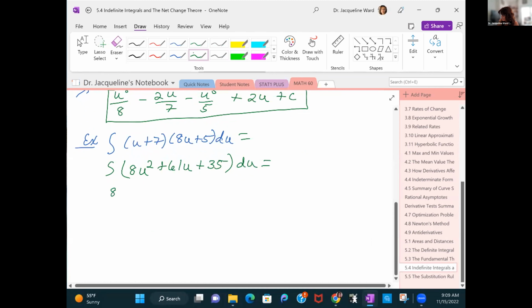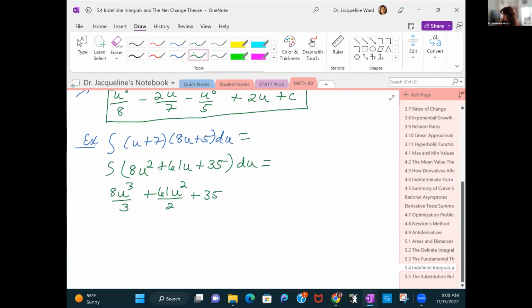So when we integrate, add 1, divide by the new power. Again, I think of 35 as 35 times u to the 0. And you add 1, so now you actually have a factor of u, and plus a constant. And just from years of teaching algebra and college algebra, when you learn about polynomial functions, that last constant term, you could think of it as times x to the 0.